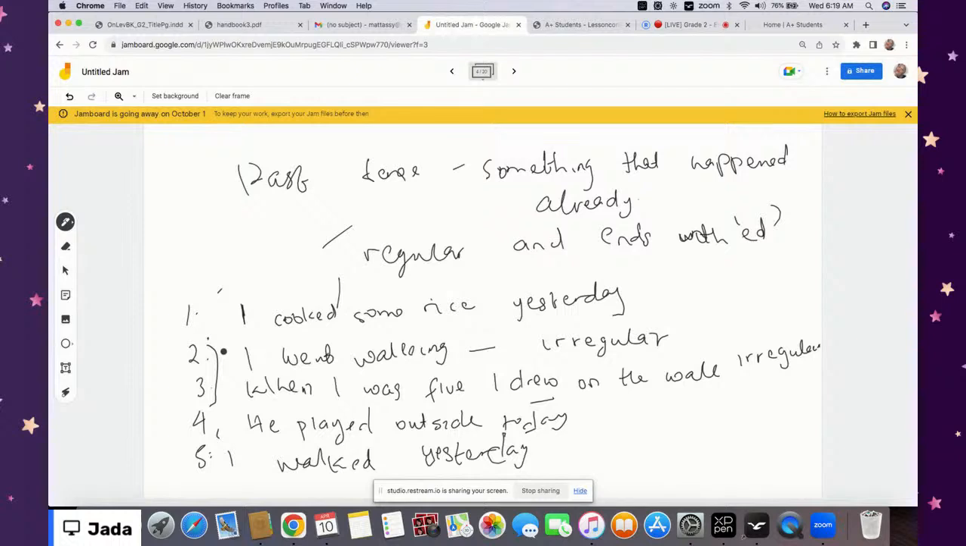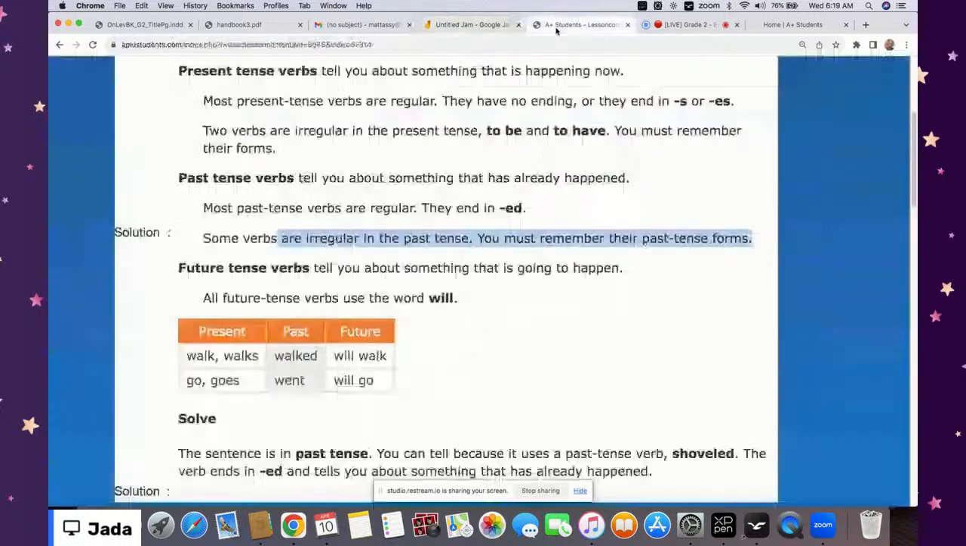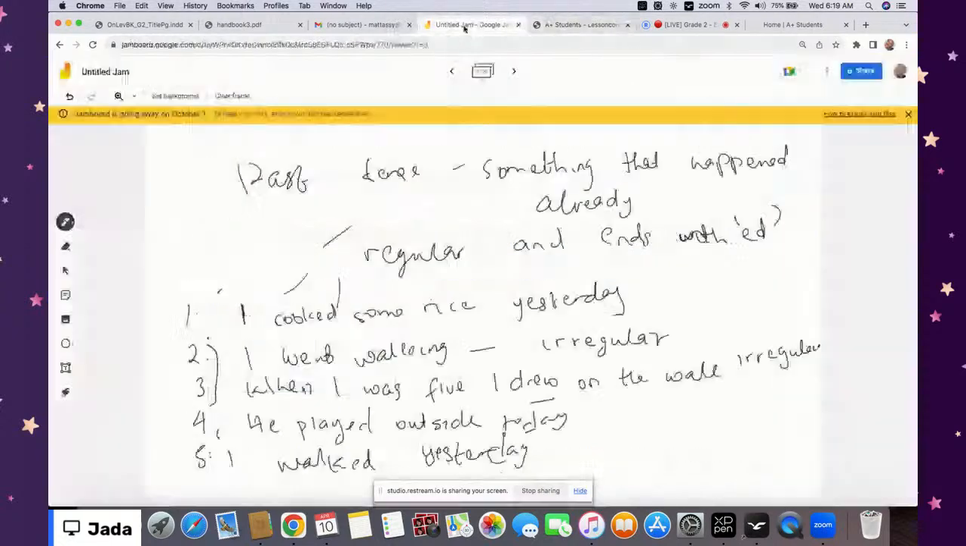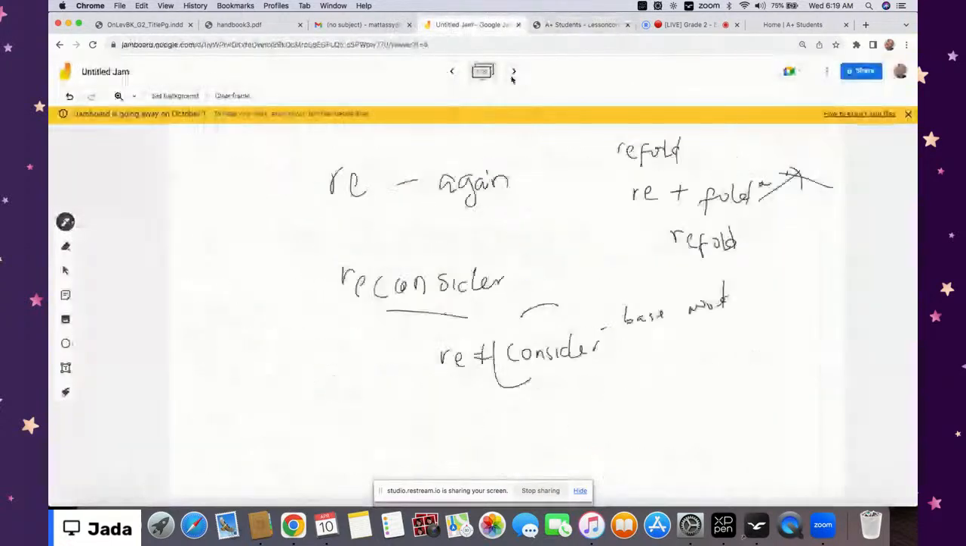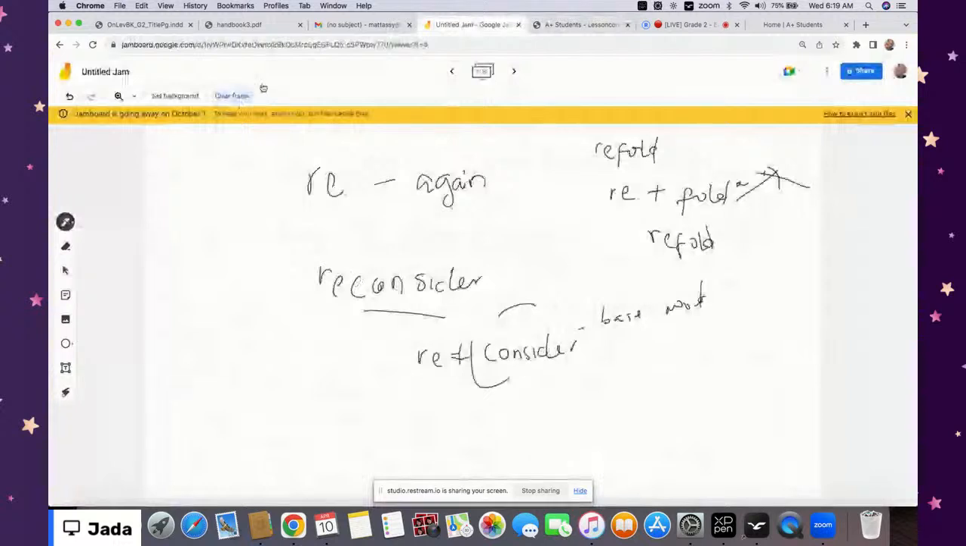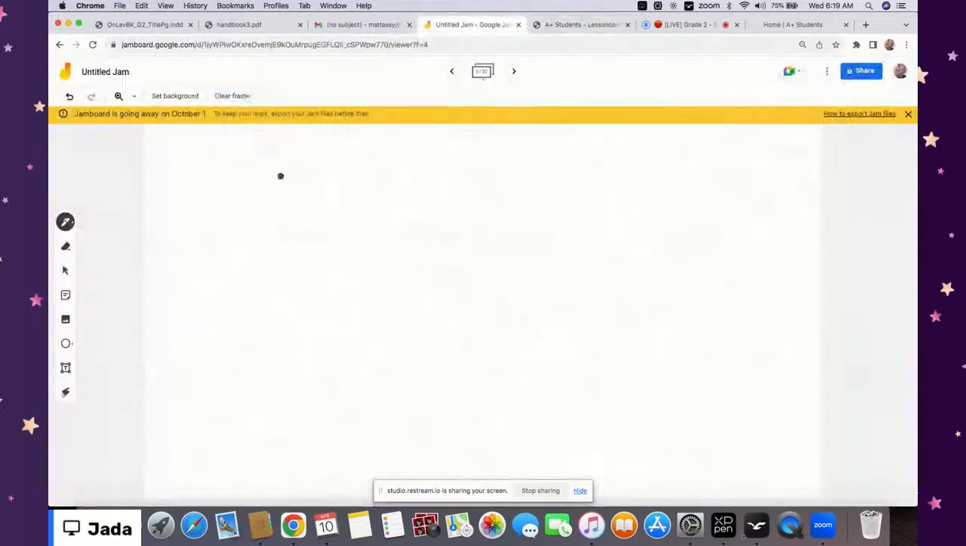Okay, so let's move on to the future now. After the present tense and the past tense, we have the future tense. The future tense tells you about something that is going to happen. Okay, it didn't happen yet. It just tells us something that will happen.